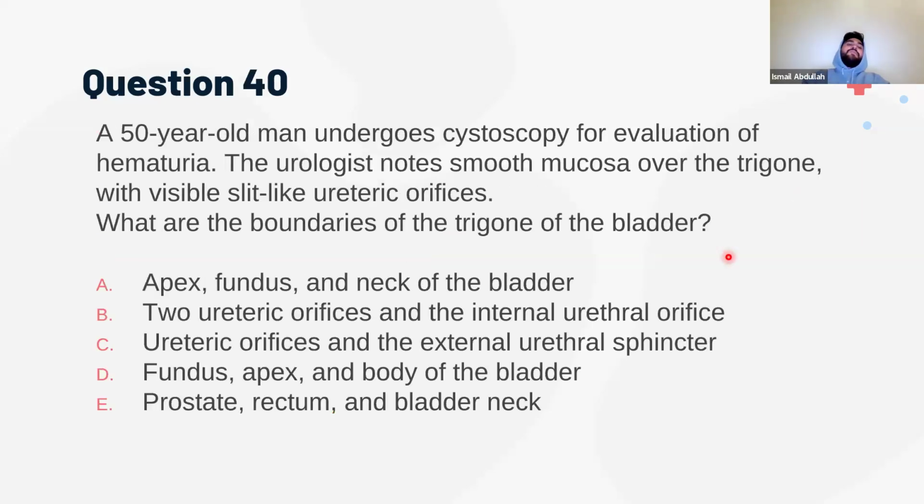Okay, so a 50-year-old man undergoes cystoscopy for evaluation of hematuria. So cystoscopy is when they need to check the bladder. The urologist notes smooth mucosa over the trigone with visible slit-like ureteric orifices. What are the boundaries of the trigone of the bladder?